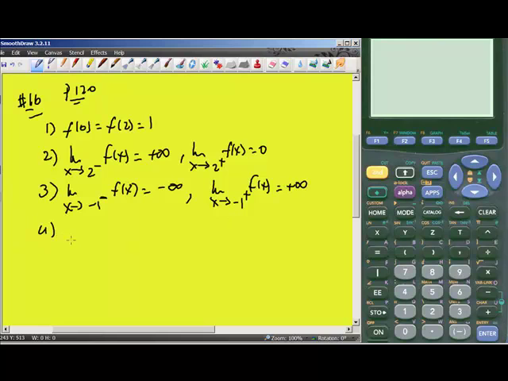Four, they tell us the limit as x goes to positive infinity of f of x, that means the end behavior, is equal to 2. And then finally, the limit as x goes to negative infinity, that's the end behavior to the left, of f of x is equal to positive infinity. So we have to sketch the graph based on these conditions. Let's start with the first one.